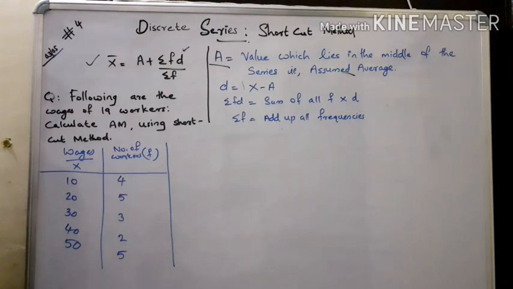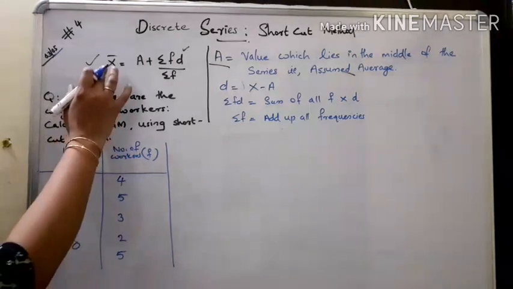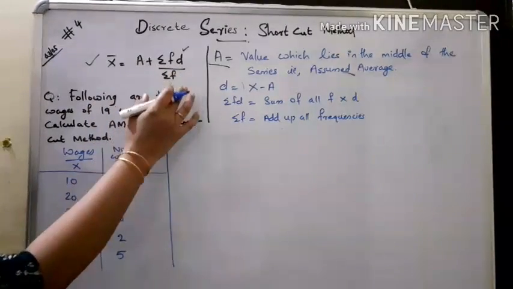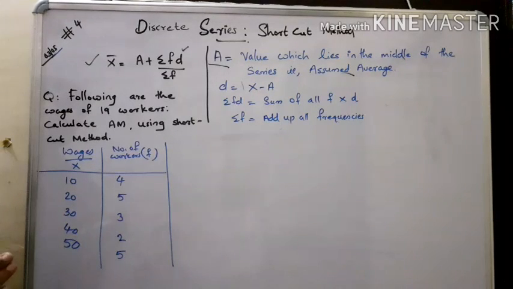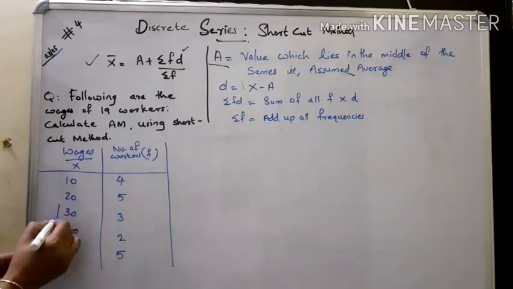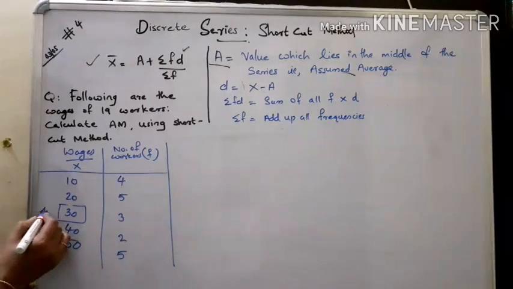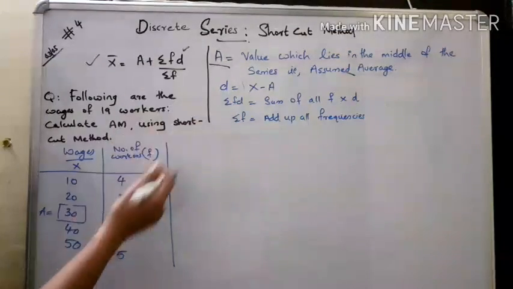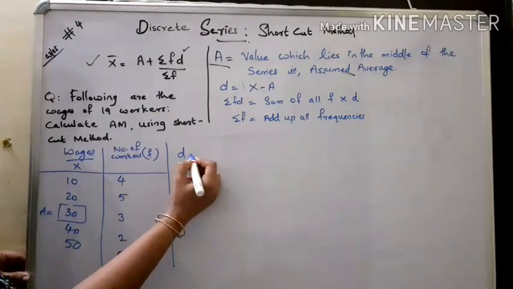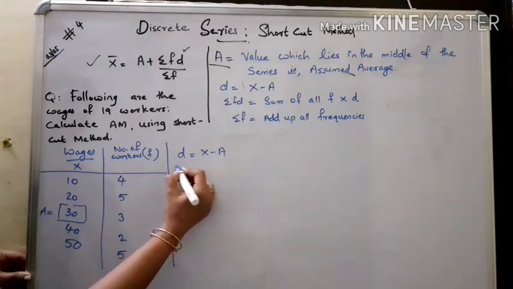Then how can we calculate the arithmetic mean by using the shortcut method? The first equation is x bar is equal to a plus sigma fd by sigma f. So the first step is to find the middle value of the series and consider that value as the assumed mean. Here this middle value, that is 30, is the assumed mean. Assumed mean is equal to 30. Then next step, find the deviation. D is equal to x minus a.